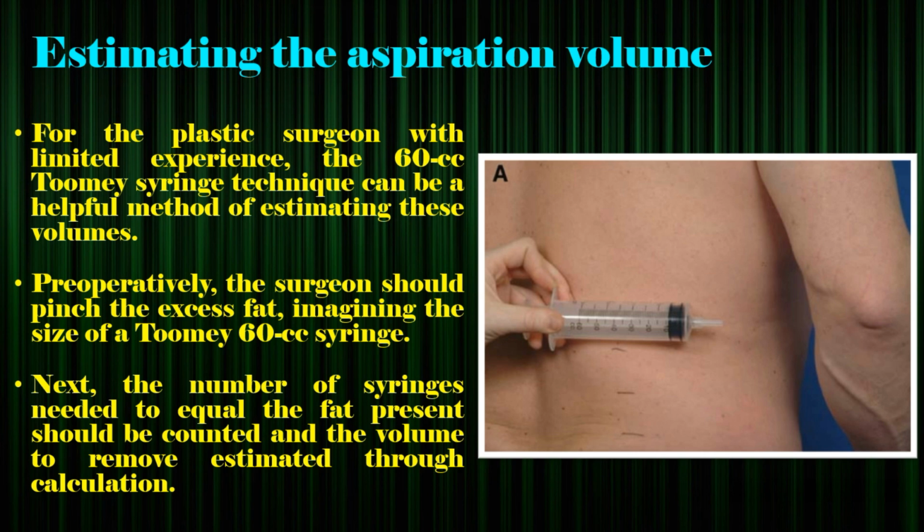Estimating the aspiration volume. For the plastic surgeon with limited experience, the 60 cubic centimeter TUMI syringe technique can be a helpful method of estimating these volumes. Preoperatively, the surgeon should pinch the excess fat, imagining the size of a TUMI 60 cubic centimeter syringe. Next, the number of syringes needed to equal the fat present should be counted and the volume to remove estimated through calculation.